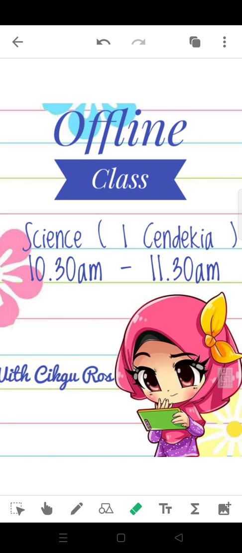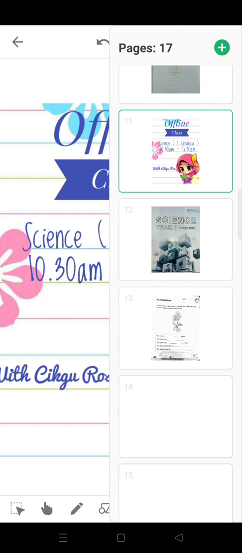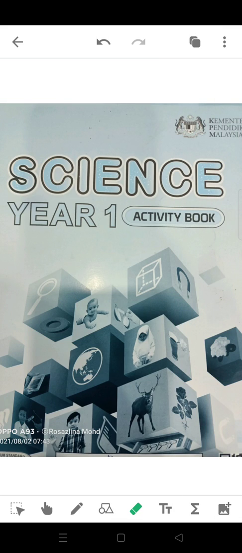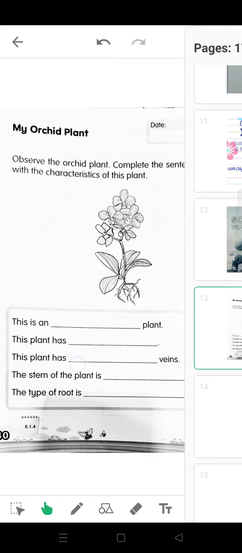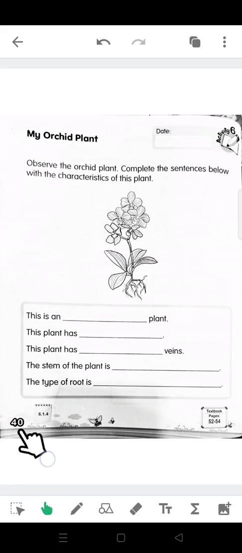For our class today, we are going to do your science activity book, this book. You can open page 40. Page 40.